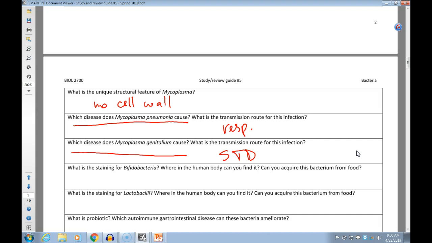Now, bifidobacteria. Gram-positive. Gut and vagina, that's where you can find it. You can acquire this bacterium from food. Staining for lactobacilli: positive. Same: gut and vagina, that's where you find it. And yes, you can acquire it from food.